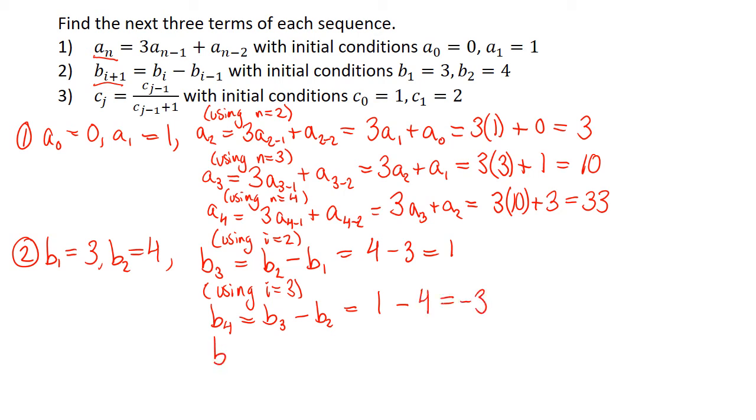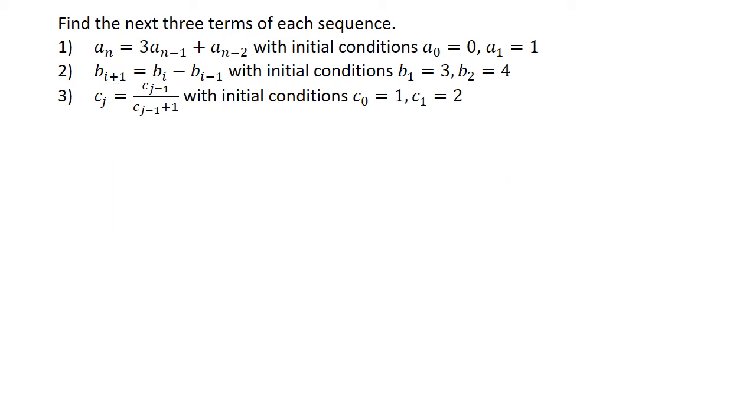And then finally, to get B5, I need to use I equals 4. So then when I plug in I equals 4, I plus 1 will be 5, so this will be B5. And then this one will be B4. And then I minus 1 will be 3, so this will be B3. Okay, so B4 was negative 3, and then B3 was 1, so this will be negative 4. All right, and I'll do 3 on the next slide.